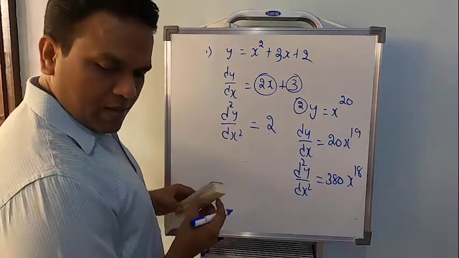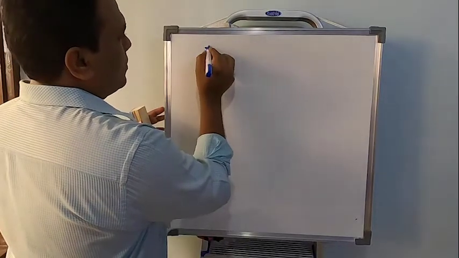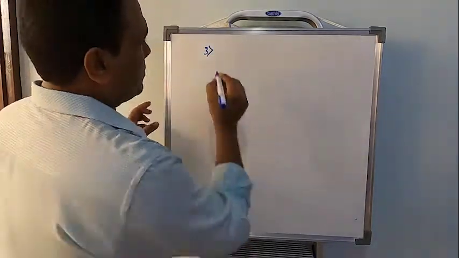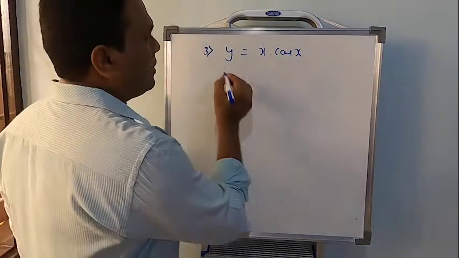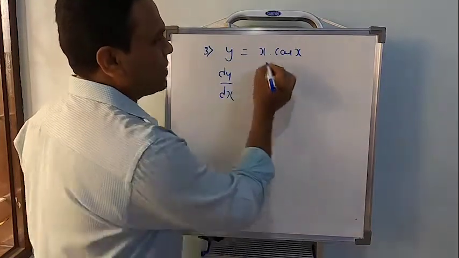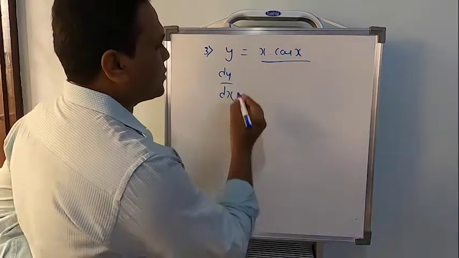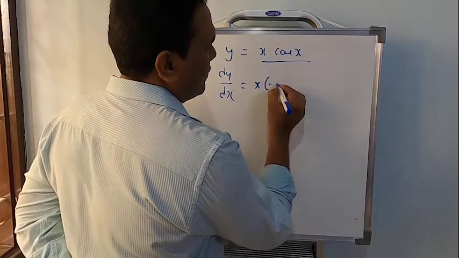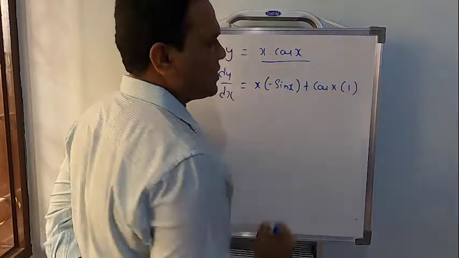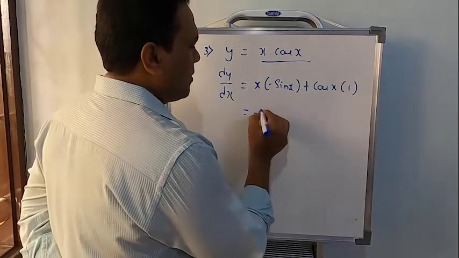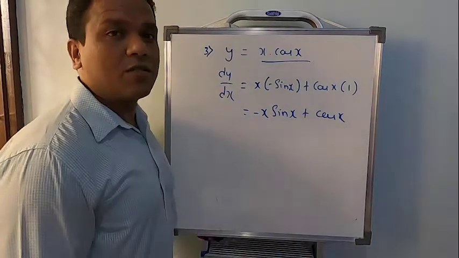The next problem is based on product rule. So problem number 3, y is equal to x multiplied by cos x. Now let us differentiate, but remember students, as I said always, first you recognize the rule of differentiation. So this problem has to be done by using product rule. So dy by dx will be x multiplied by differentiation of cos x, which is minus sin x, plus cos x multiplied by differentiation of x, which is 1. Simplify a bit: minus x multiplied by sin x plus cos x. This is the first order derivative.